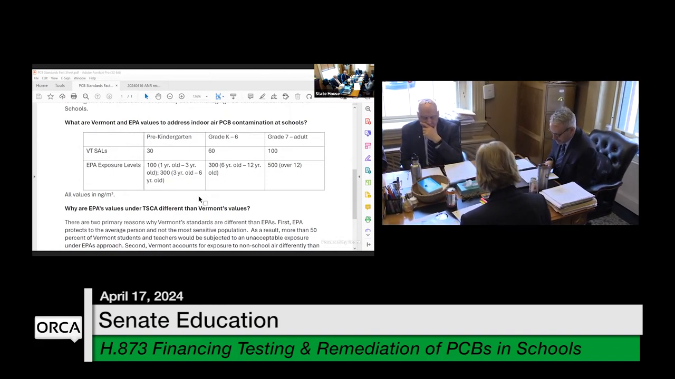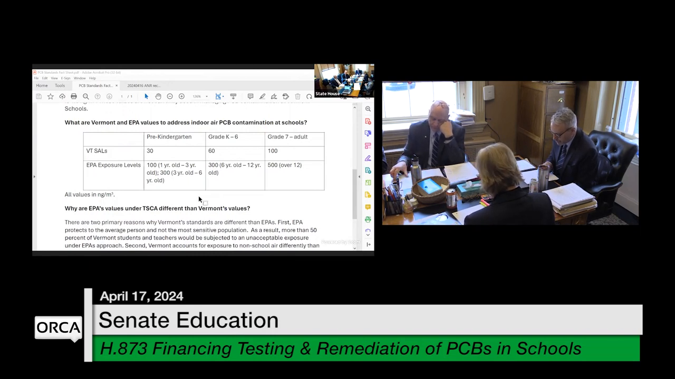These numbers, I think the other thing that came up, and I'm sorry if you've already covered them, the Vermont school advisory levels, they went through LCAR. They did. When did we do that? In February, I believe it was. Okay, this session.